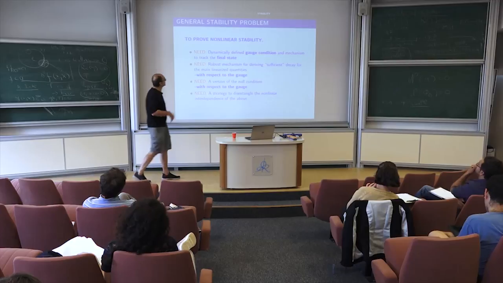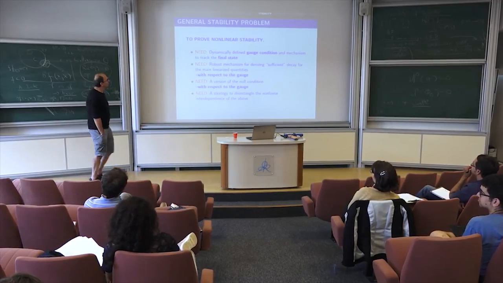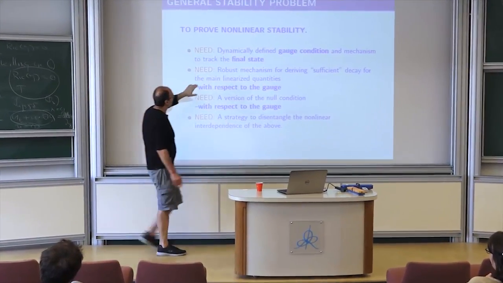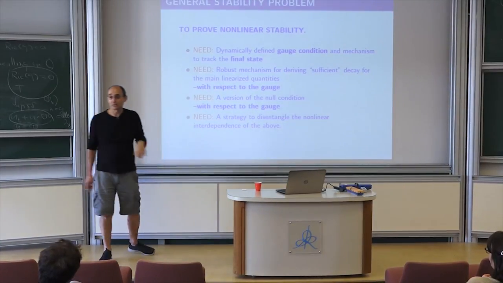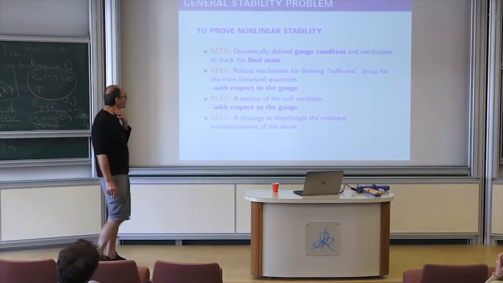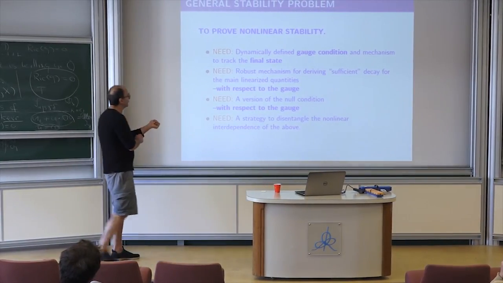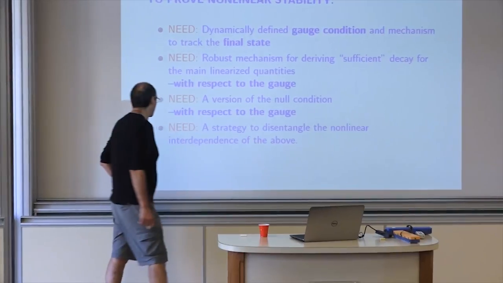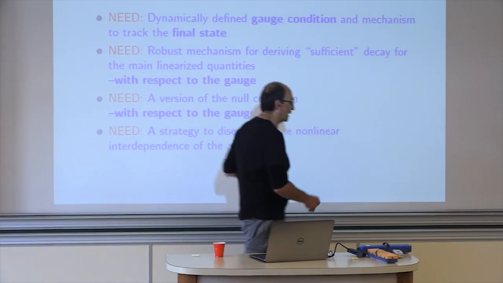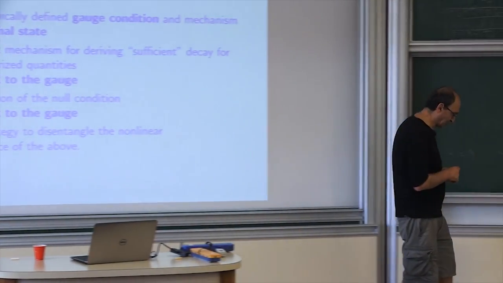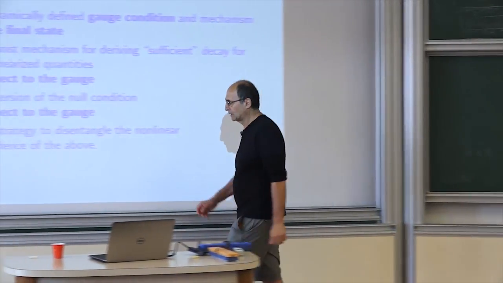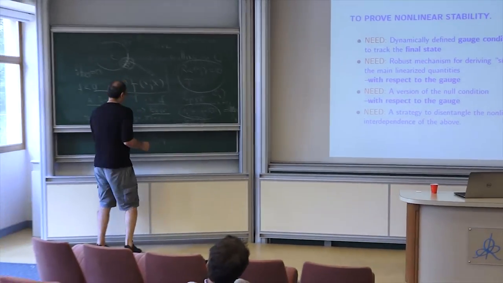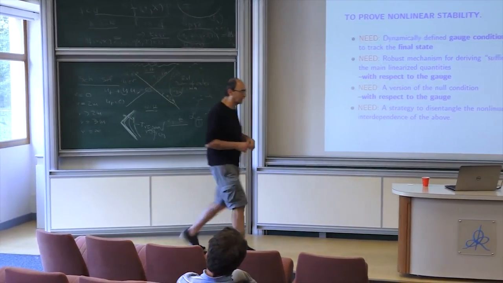Okay. So once this is discussed, to prove nonlinear stability, you have to, as I said, find this gauge condition, which you have to find dynamically. You need a robust mechanism for deriving sufficient decay, because otherwise you don't have any chance of producing either the final state or the correct gauge condition. You need a version of the null condition with respect to the gauge. What this means is that somehow the structure of the nonlinear problem has to be such that you get certain cancellations.